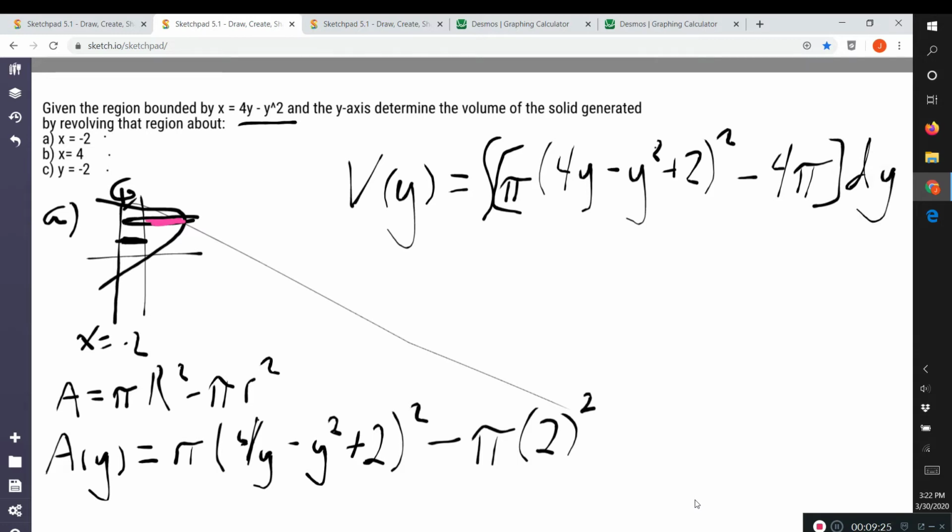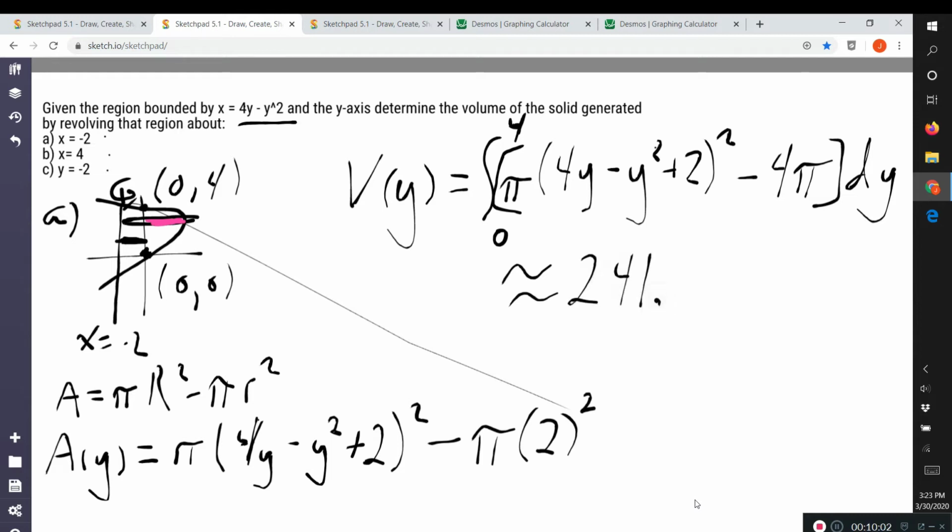So let's discuss bounds. The bounds are still set by the lowest possible y value for our region and the highest possible y value for our region. Due to the fact that they intersect, as we talked about before, at the point 0, 0, and intersect again, remember we're talking about the intersection of the curve and the y-axis, at the point 0, 4, our y values go from 0 to 4. And we could do this by hand, but again, using the calculator, we will get that it is approximately 241.274 units cubed.